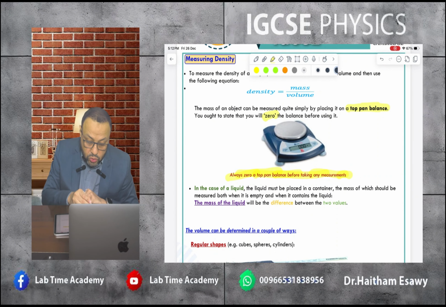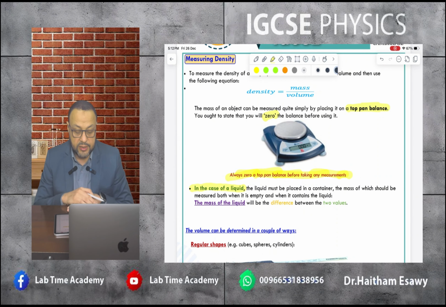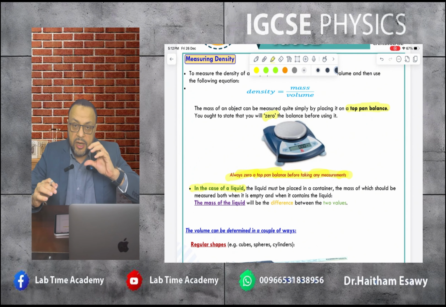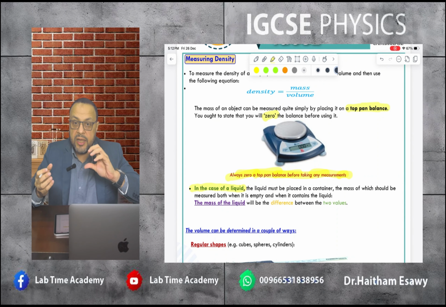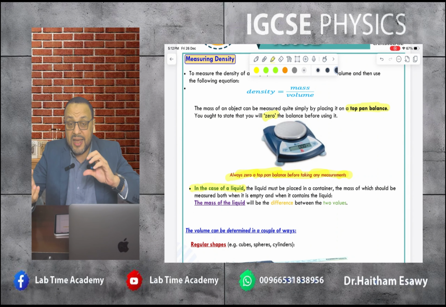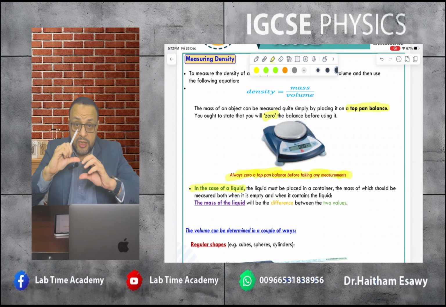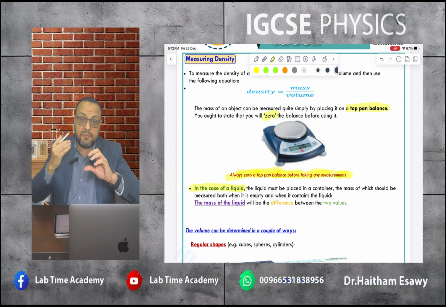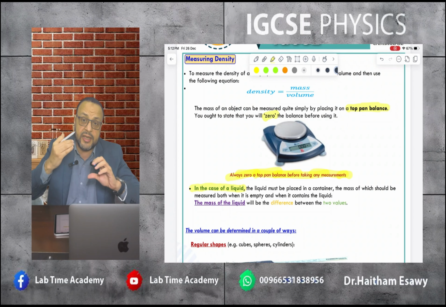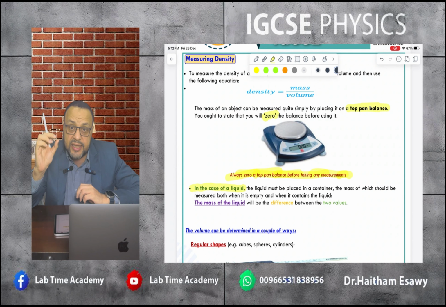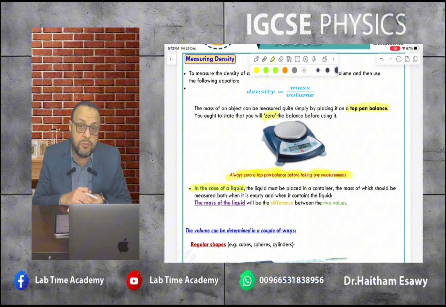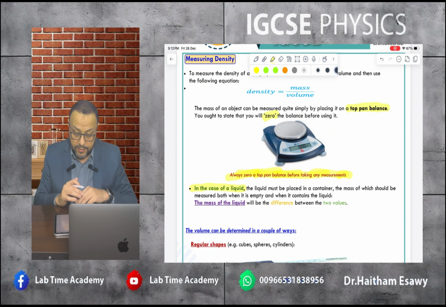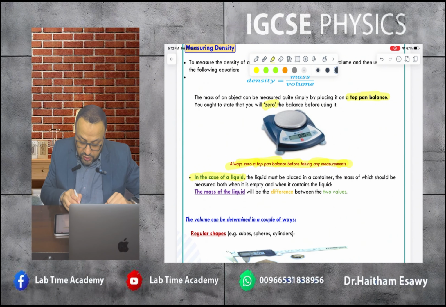If I want to get the mass of a liquid, how can I do it? Actually, we take a container and measure its mass, M1. Then I pour the liquid inside the container and record the second mass, M2. Then subtract M2 minus M1 to get the mass of the liquid. So we get the mass of the liquid by the subtraction method, just the difference between the two values.